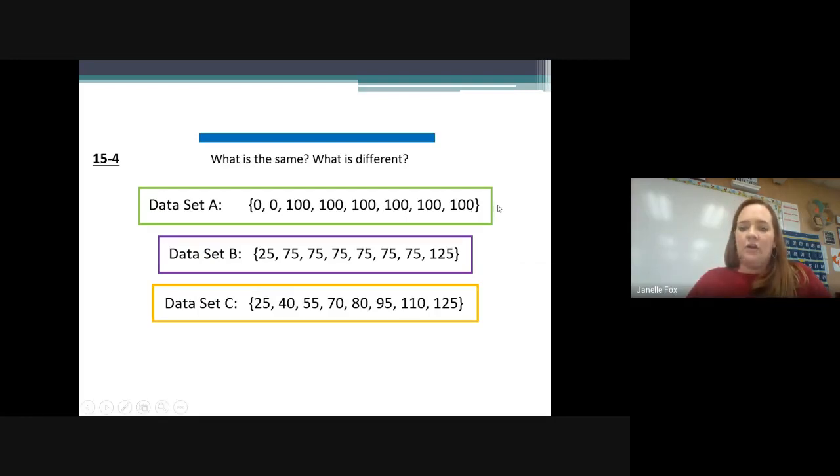Data set A, it's 100 minus 0. Data set B is 125 minus 25, which is 100. And the same thing for data set C. If you look at data set B, only the two extremes are different. Everything else is 75. In data set A, there's only two numbers, zeros and 100s. And then data set C is kind of all over the place. So maybe you said some of those things.